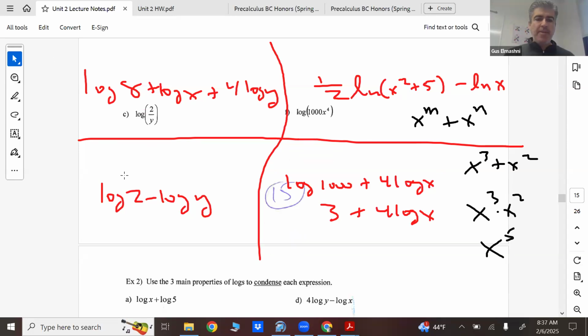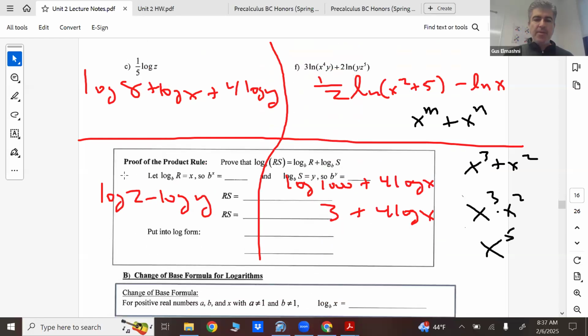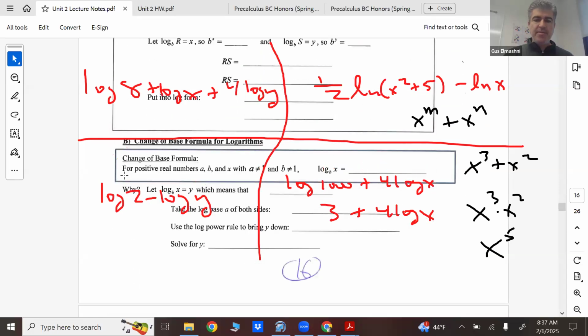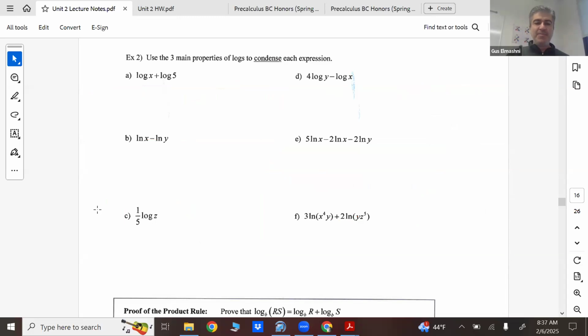All right, now I think we have condensing. Yes, awesome. This is what I care more about. Actually, looks like we are going to do the proof. See if I remember how the proof works. Okay, here we go. Use the 3 main properties of logs to condense each log expression.